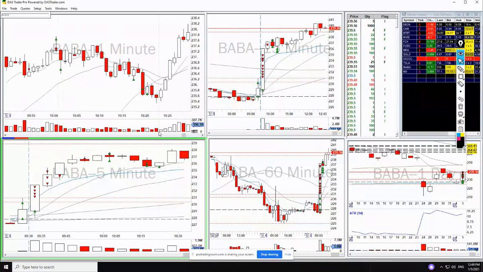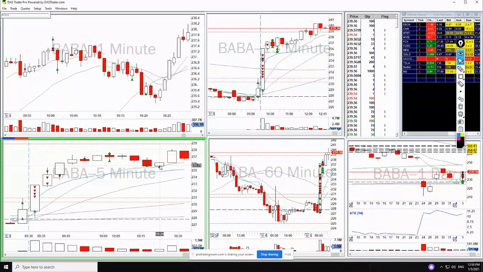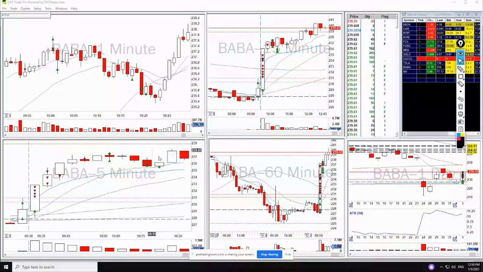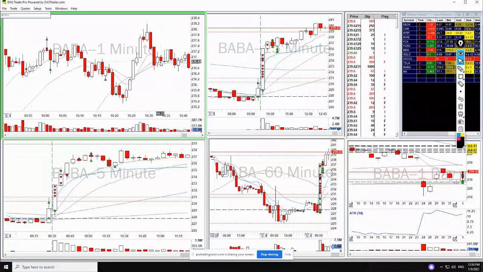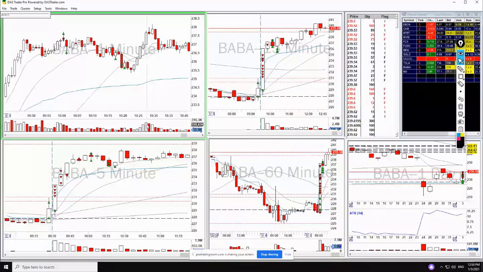Now, why did I exit all here? The answer is simple. This is the 9 and the 5, and on parabolic reversals, though this wasn't exactly a parabolic reversal, my last target is the 9 and the 5 because I expect a bounce off the 9 and the 5, and I expect an ABCD pattern to be formed, which wasn't a great ABCD pattern.